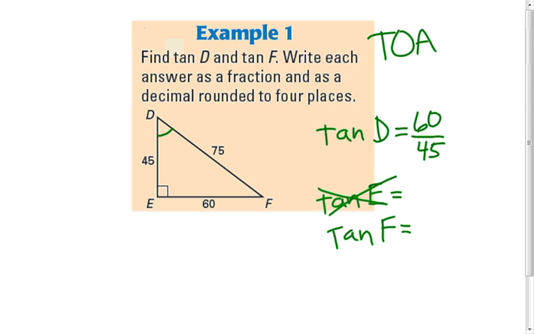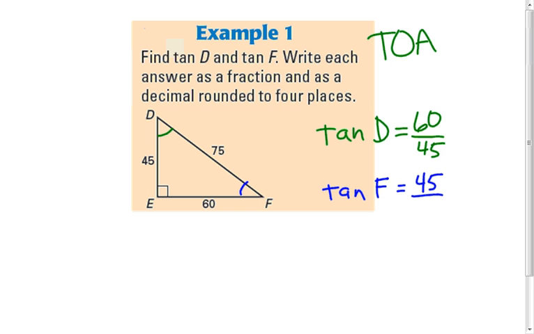Tangent of F. So the tangent of F is equal to the opposite, which is 45, over the adjacent, which is 60. So the tangent of D is 60 over 45. The tangent of F is 45 over 60.